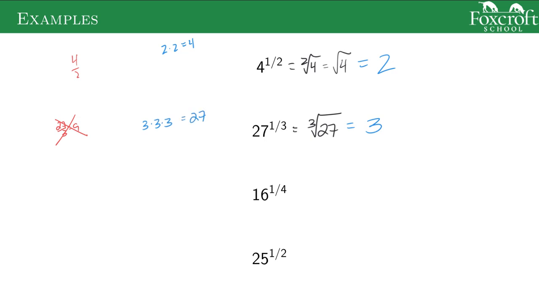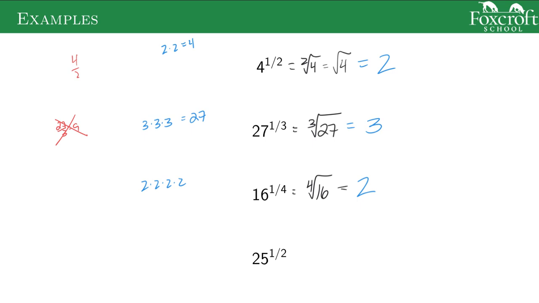All right, 16 to the 1/4. The 1/4 power is the 4th root. And we're looking for something that you multiply by itself 4 times to get 16. And we've seen this in this video already. 4 copies of 2 make 16, so my answer is 2.